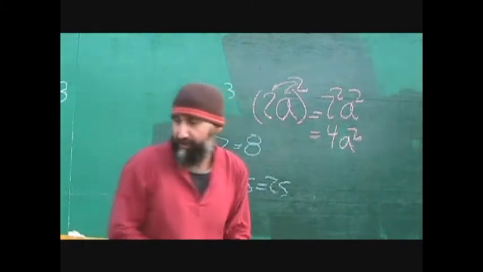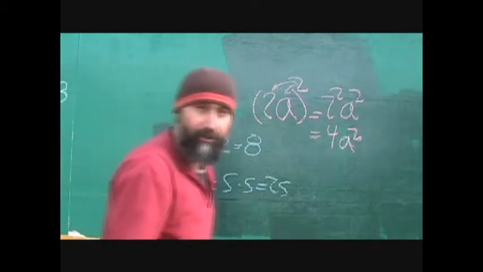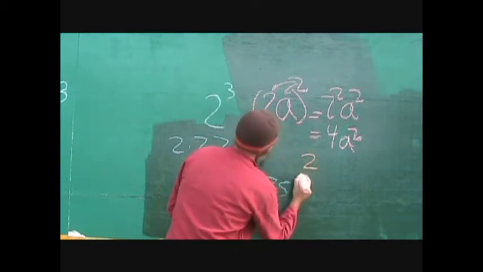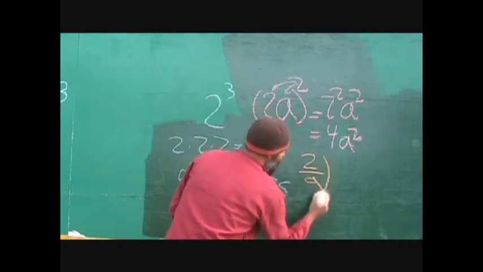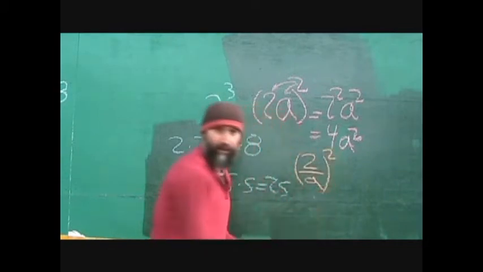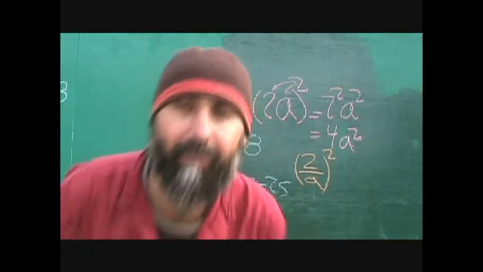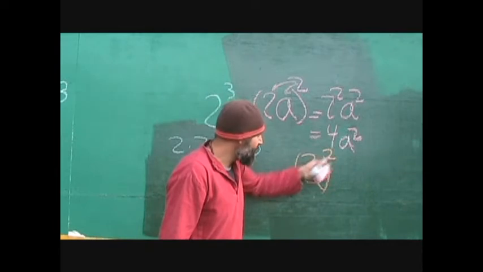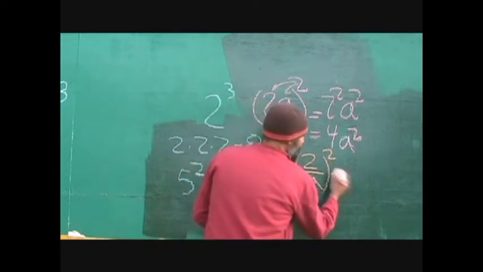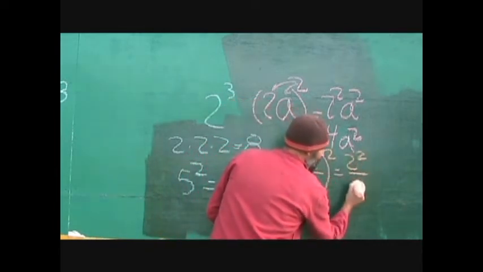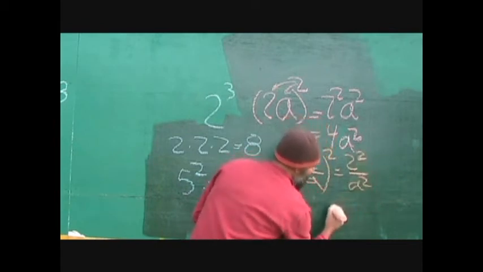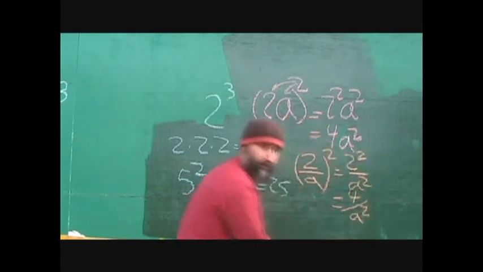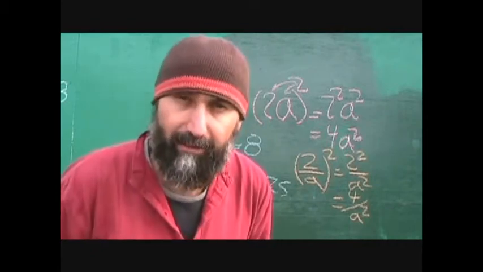Now, this is for multiplication. For division, it works the same way. For example, let's do the same thing, 2 over a, squared. So 2 over a squared, again, this distributes to this and this. So this would be 2 squared over a squared, and 2 squared is just 4, and a squared is just a squared. Okay, easy?